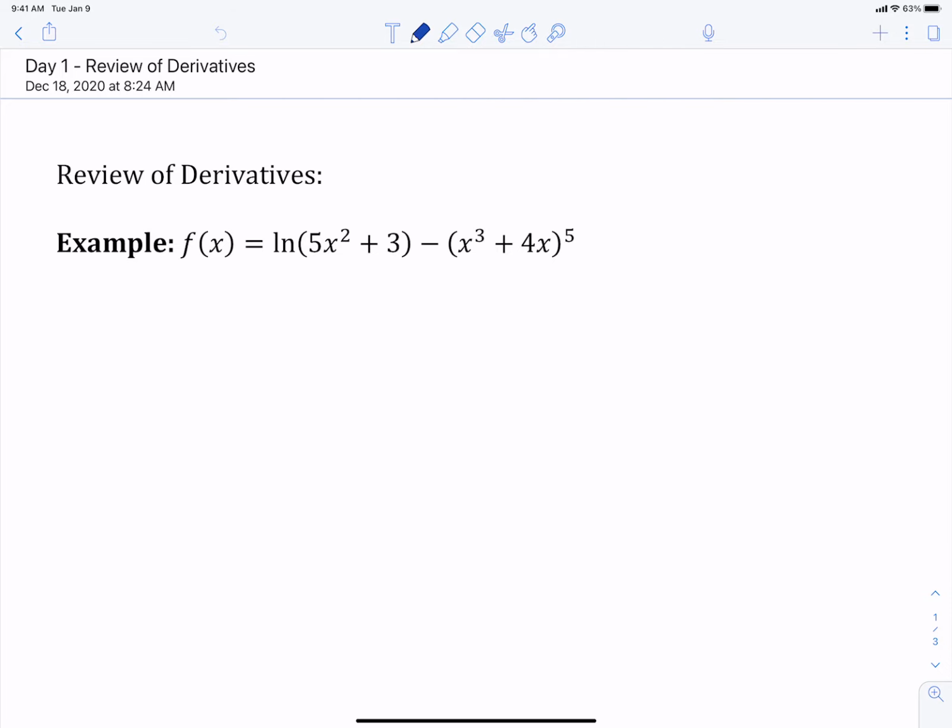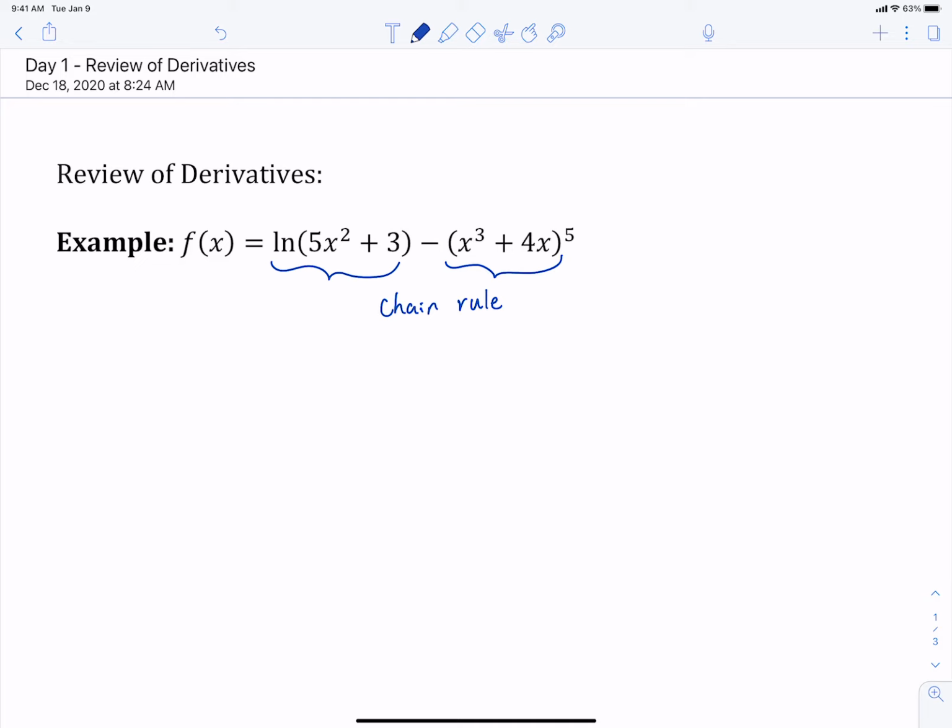Hello, we're going to start our first video off with a quick review of derivatives. So our first problem here, we've got the natural log of 5x squared plus 3 minus x cubed plus 4x to the fifth. So both of these terms, we'll take the derivative of each of them individually, but both of them are going to require us to use the chain rule.